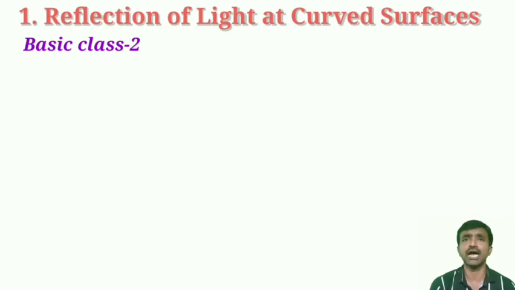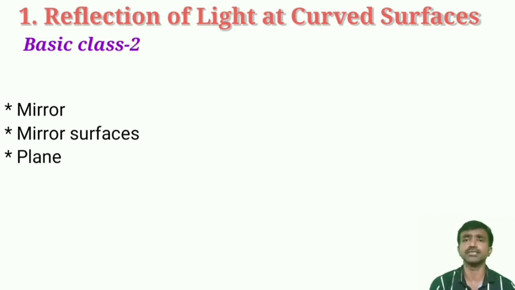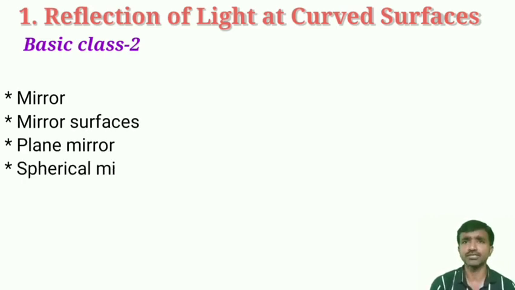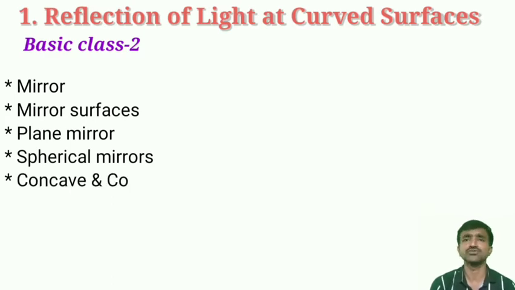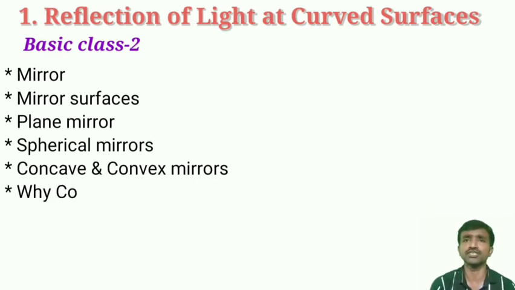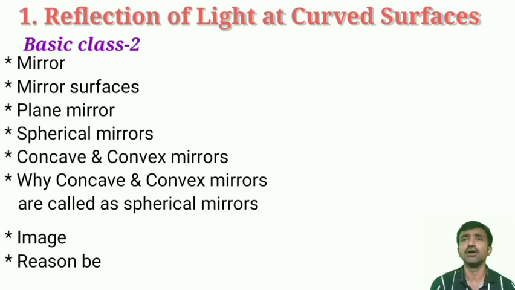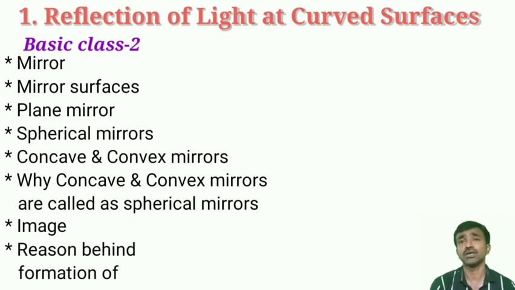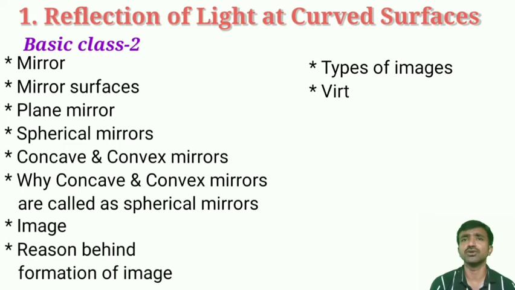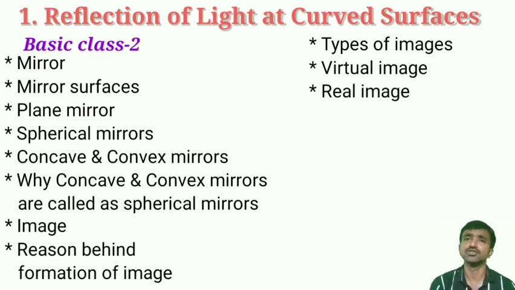In this video class, I will discuss mirror surfaces and types of mirrors, like plane mirrors and spherical mirrors. Spherical mirrors are also classified into concave mirrors and convex mirrors. Then why concave and convex mirrors are called spherical mirrors, what is an image, and the reason behind the formation of an image. Then what are the types of images, like virtual image and real image. So these are the topics of this video class. So without delay, shall we start the class?